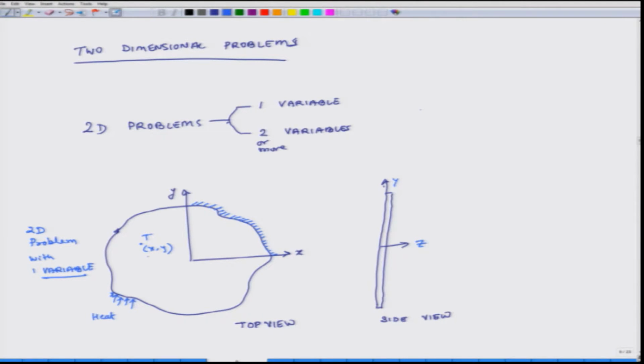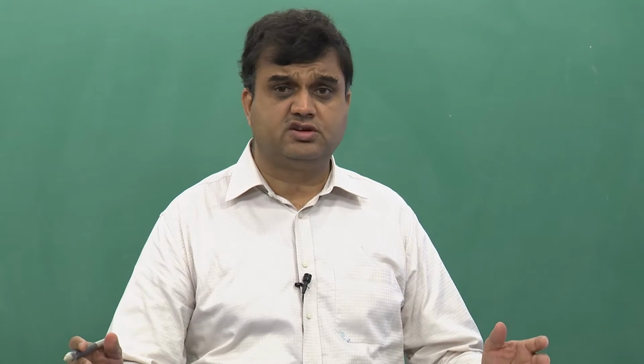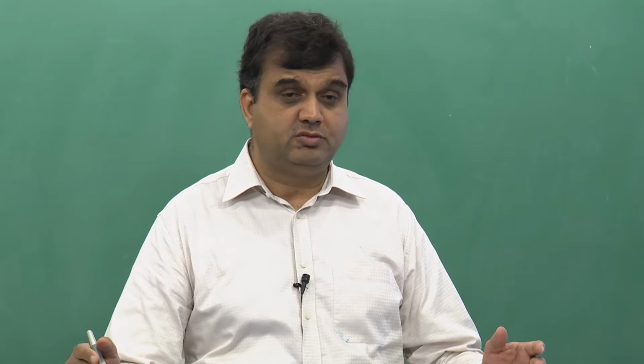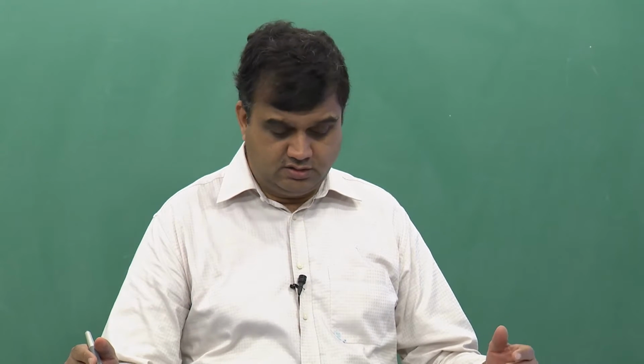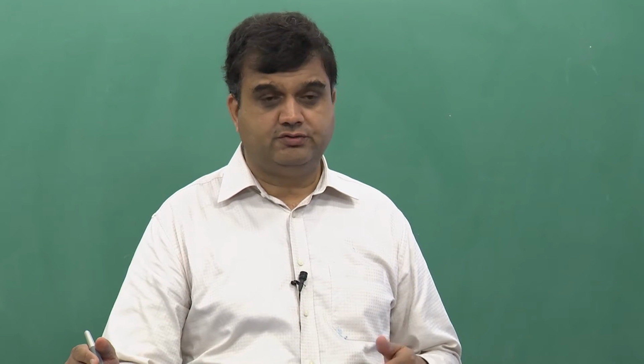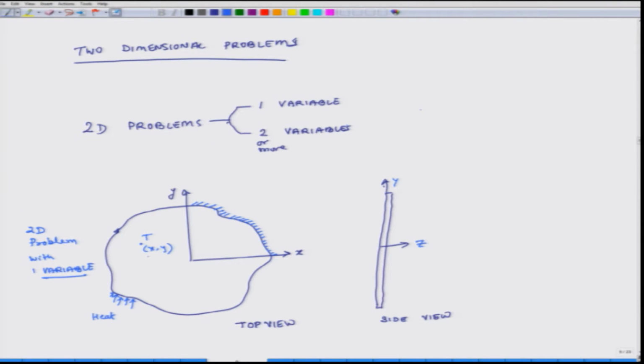There could be another problem. I could have a similar plate where I am fixing one part of the edge, and the remaining part I am just pulling, and because of that pulling there will be displacements in the plate. Let us say those displacements in x and y directions are u and v respectively. Then it will be a 2-dimensional problem involving 2 variables. So, you can have a 2D problem with one variable, 2 variables, or n number of variables. These are 2 broad categories: 2D problems with one variable and 2D problems with 2 variables.